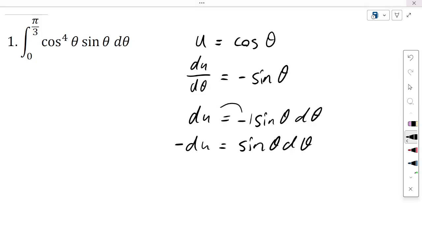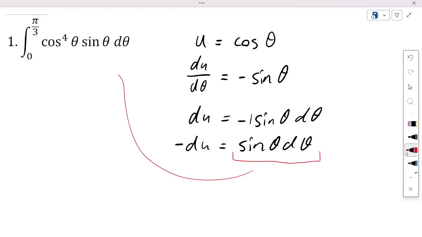Because we're taking the negative over to the other side, if you also want to think about it that way. So now what do you notice? Sine theta d theta is equal to negative du. And sine theta d theta is represented right here. And that is exactly why we're going to be using the substitution. Meaning that we can just replace this whole thing with negative du. And because we have u is equal to cosine of theta, we can replace cosine of theta with u.